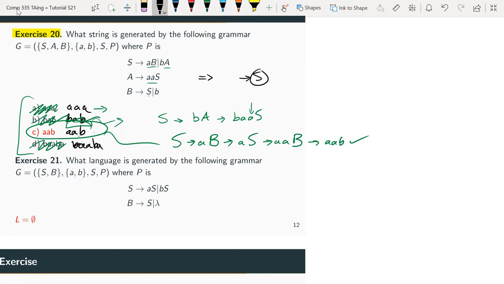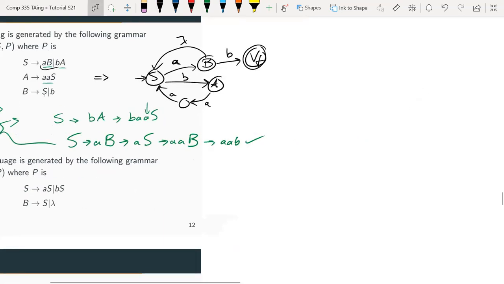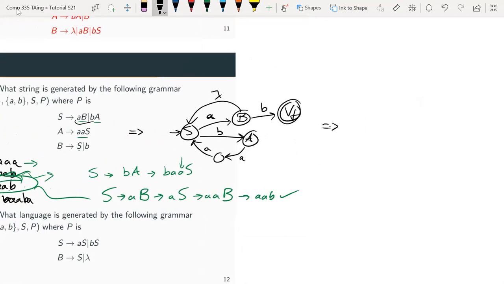So every production rule becomes, the variable becomes the state and the terminal is the transition. So S can go to B with A and then S can go to A with B, right? And then A goes back to S with an A. And then B can go back to S with lambda, or you can go directly to your final state. Remember in the conversion, you always want to have a single final state, and you can do that with a B, right? So I have this FA. So now I can simplify it. For instance, I can already tell that this block here is, I start at S and then I read B, A to go back to S.